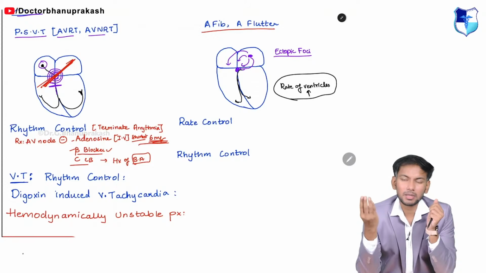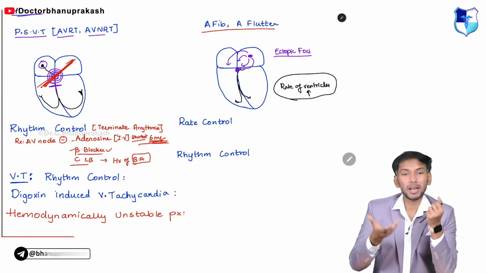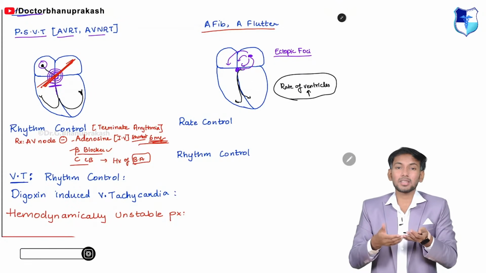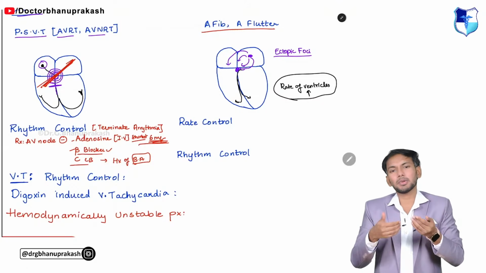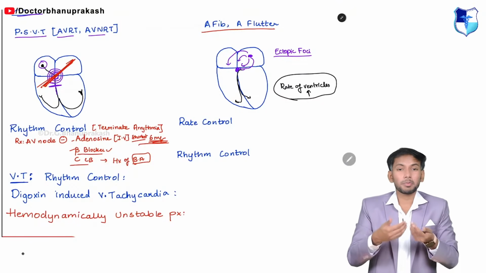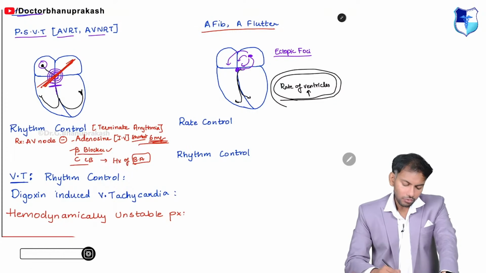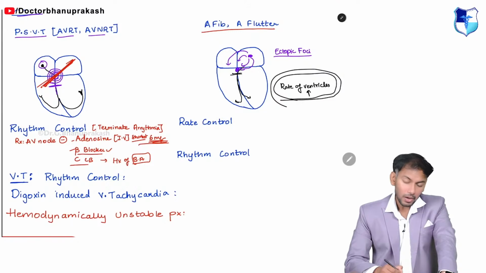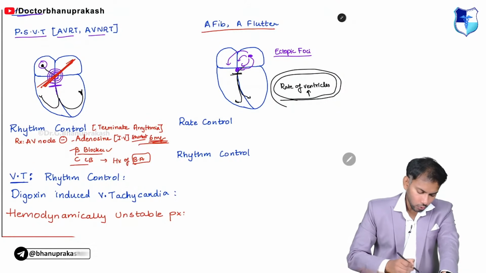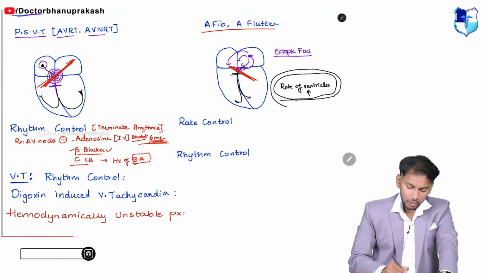If it is pumping like this, the blood will not go into the aorta. If the blood is not going into the aorta, yes, the person will become hemodynamically unstable, might go into syncope, might even die. So that is why you don't want the rate of ventricles to increase. So you don't want these impulses to pass through the AV node. So here also you are blocking the AV node.